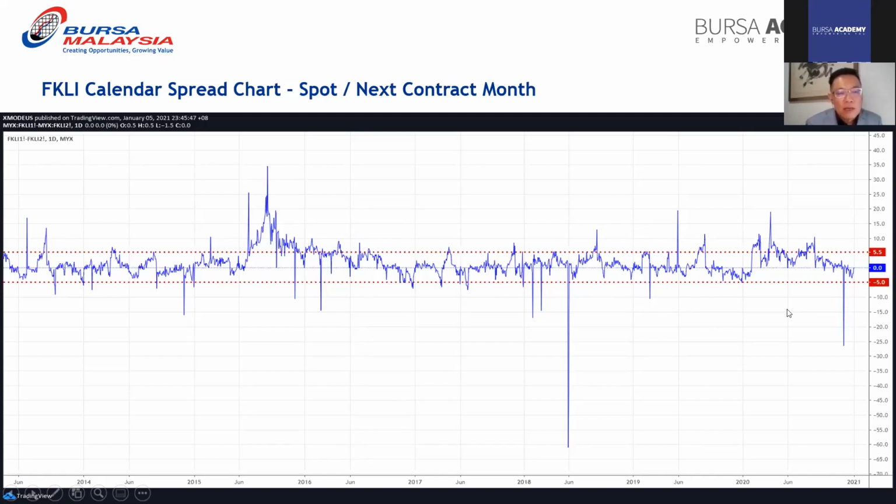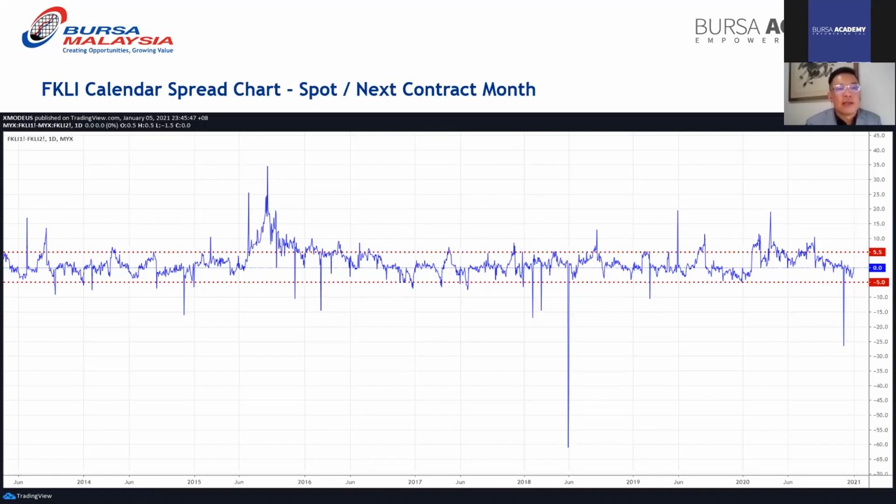I won't spend too much time talking about the spreads, but I want to introduce it to you so that you can have a feel of what calendar spreads are about. FKLI calendar spreads have been traded for a long time. This is a favorite strategy among the professionals. Even in the Malaysian palm oil market, spreads are one of the very favorite strategies. So do have a look at it, because it is a strategy that I encourage you to explore further.